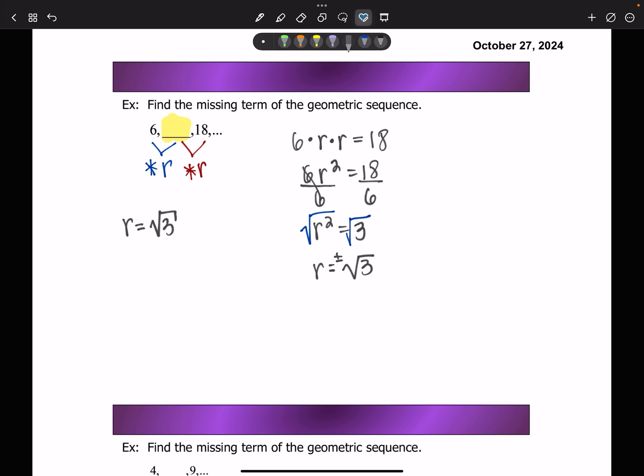So this value right here would be 6 times the square root of 3. So that's the missing value. Therefore, the missing value is 6 times the square root of 3.